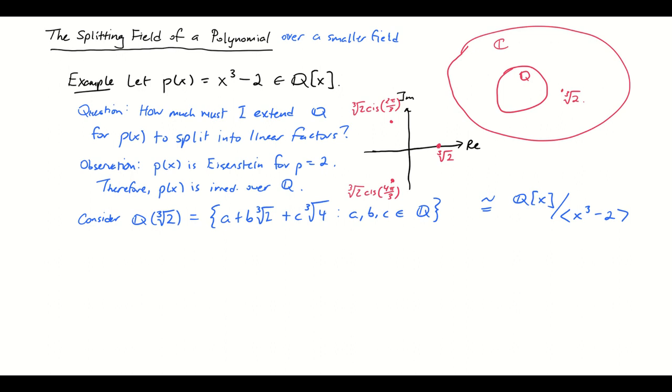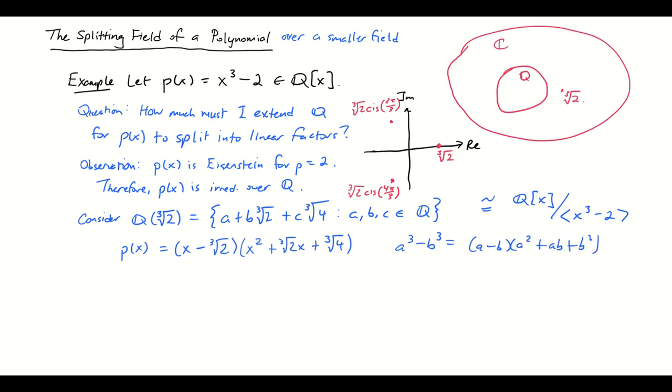And the main thing I need to see here, I'm trying to answer the question, how much do I have to extend Q in order for this polynomial to split into linear factors. And I know that at this point I can certainly split p of x into x minus the cube root of 2 times some other factor. And I'm going to use what I know about factoring a difference of cubes to get the other factor. That's going to be x squared plus cube root of 2 times x plus the cube root of 4. That's going to be the other factor. There I'm using the fact that a cubed minus b cubed equals a minus b, a squared plus ab plus b squared. That's what's in use there.